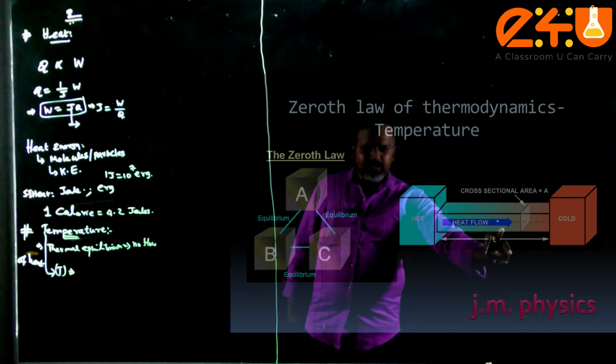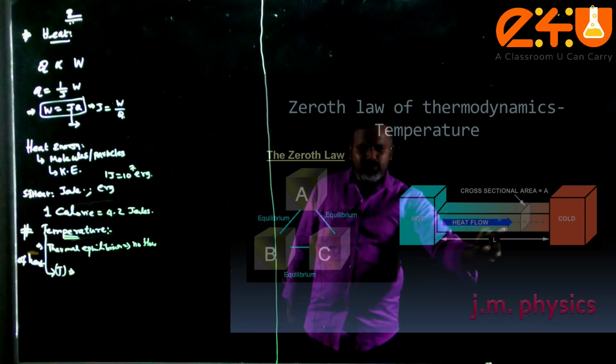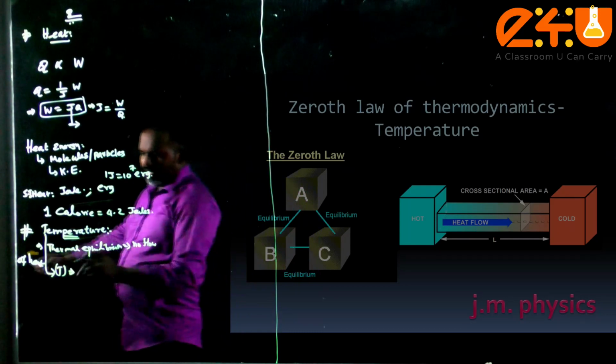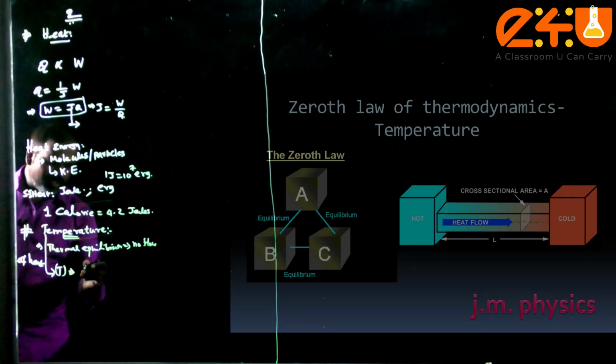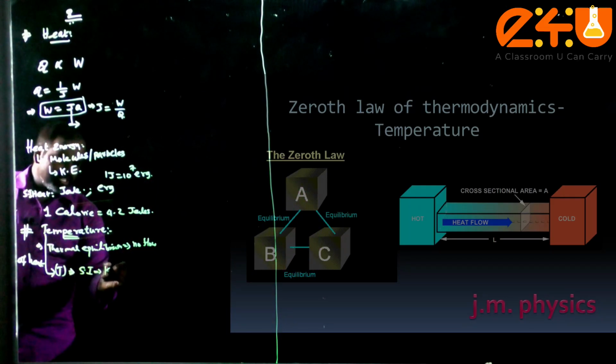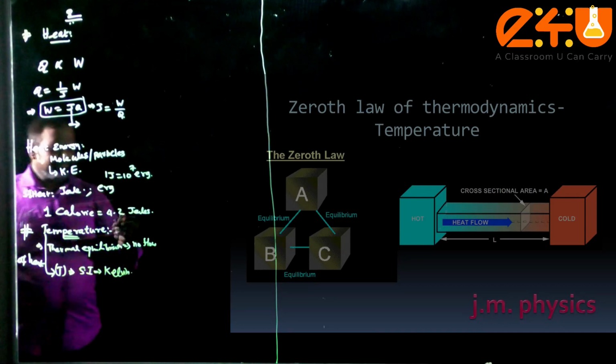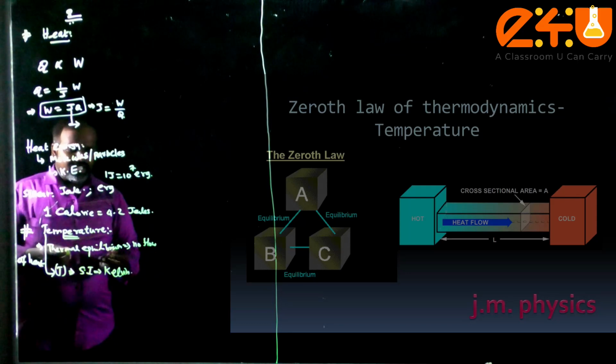Once thermal equilibrium is achieved, that means these two bodies become the same temperature, then there is no flow of heat. And the SI unit of temperature is generally Kelvin, but we can use some other practical units like Fahrenheit, centigrade, etc.